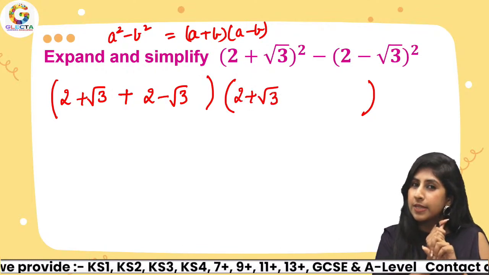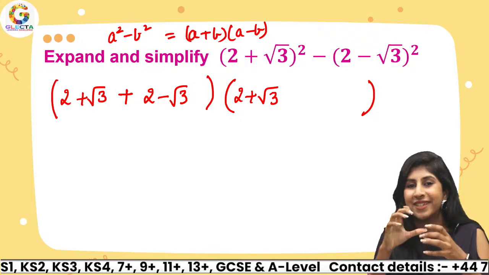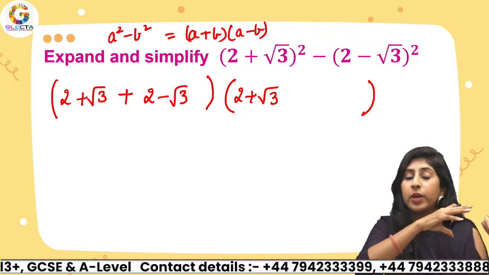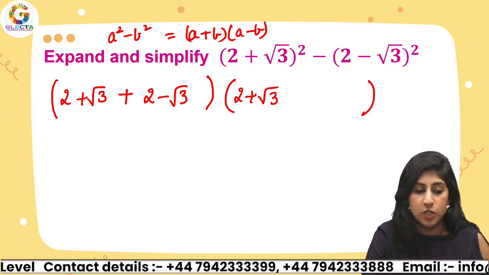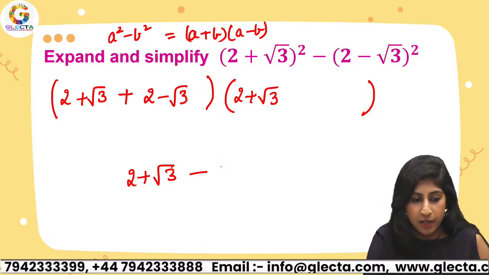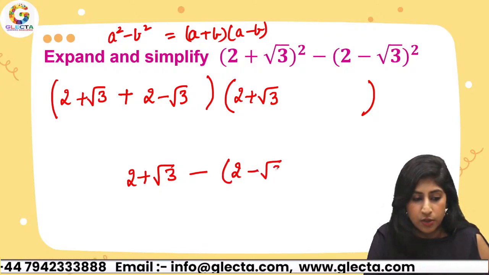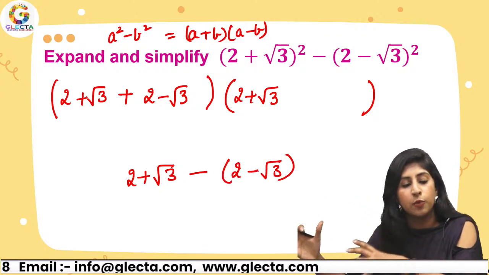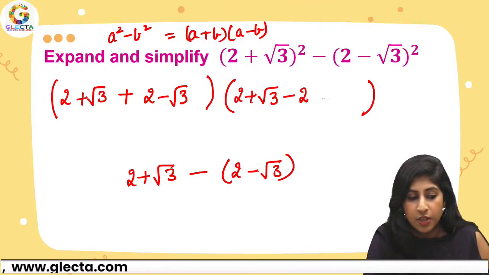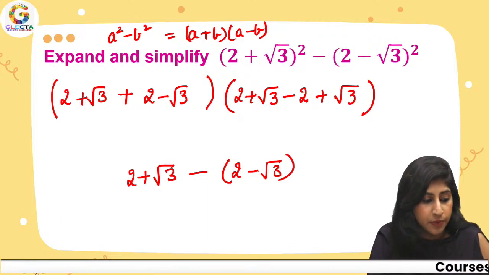Now be careful while subtracting because the minus sign can mess you up sometimes. Whenever we are subtracting, the signs change. I'll explain in detail over here. When I'm doing 2 plus surd 3 minus 2 minus surd 3, I'm subtracting the entire bracket. So since there is a negative sign outside the brackets, the signs inside would change. That's why I have written this.